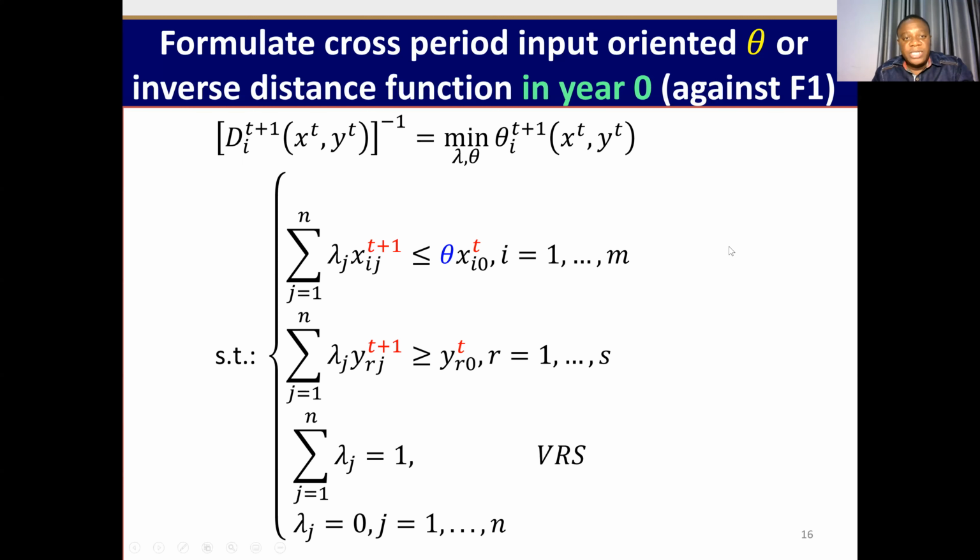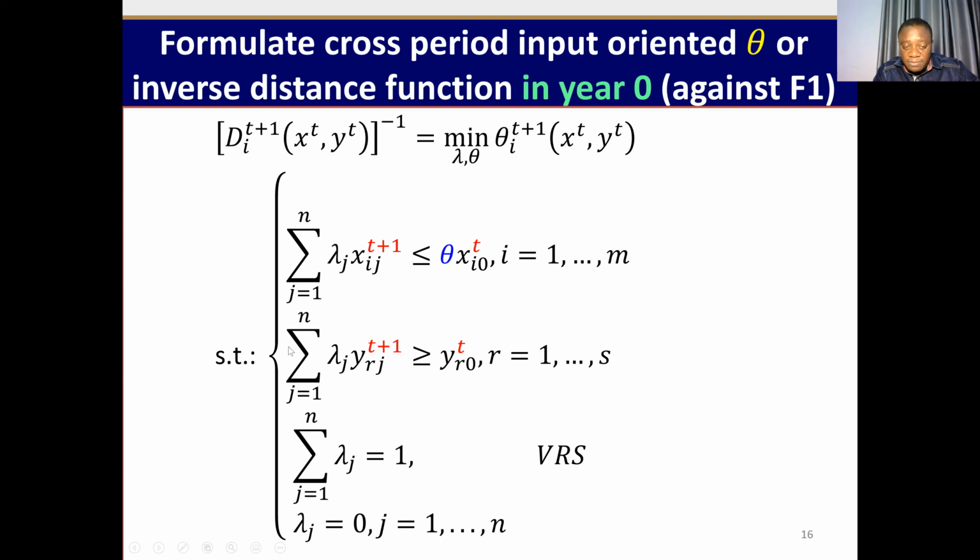Okay, so this is how it is. If you look at that, the firm is in year 1. That is why you have x to the power t, y to the power t. But the D, which is the frontier distance, is to the power t plus 1. And that goes all the way in the objective function.